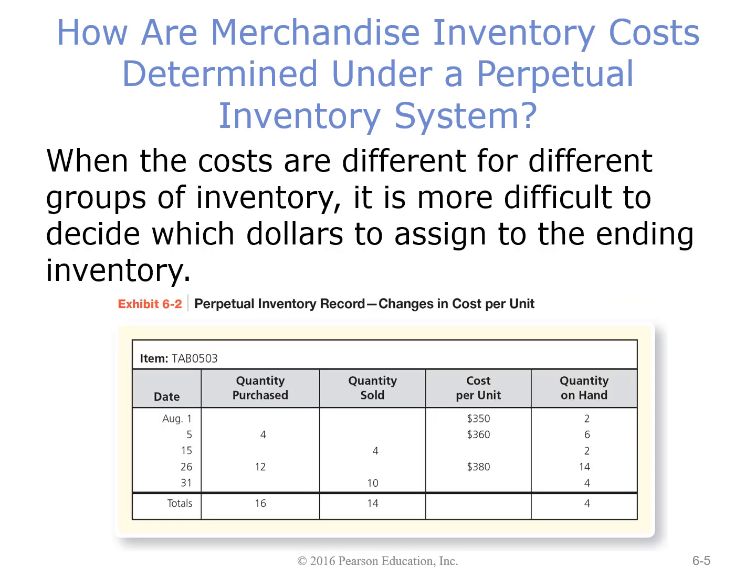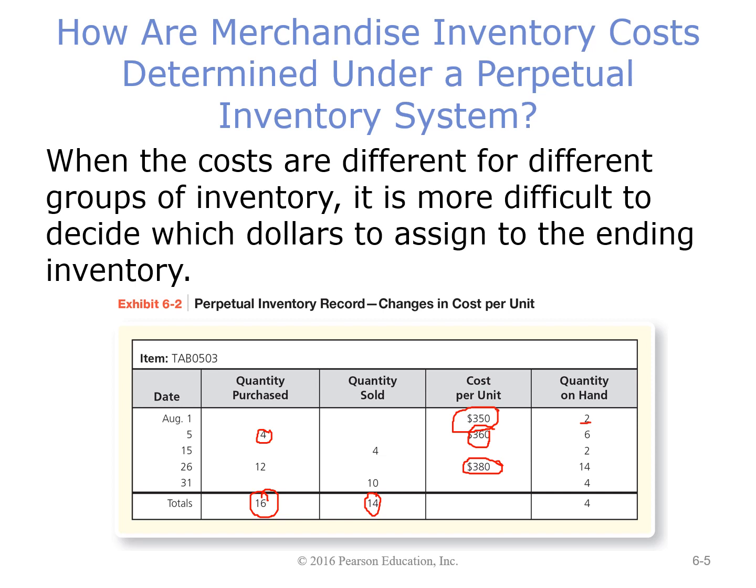When the costs are different for different groups of inventory, it is more difficult to decide which dollar amount to assign to the ending inventory. When we have units that have been purchased with different costs, these 4 units have been purchased here for 360, the 2 beginning inventory units have been purchased for 350, and those have been purchased for 380. So whenever we reach the total units, as we did in the previous example, which unit cost are we going to multiply the units by?